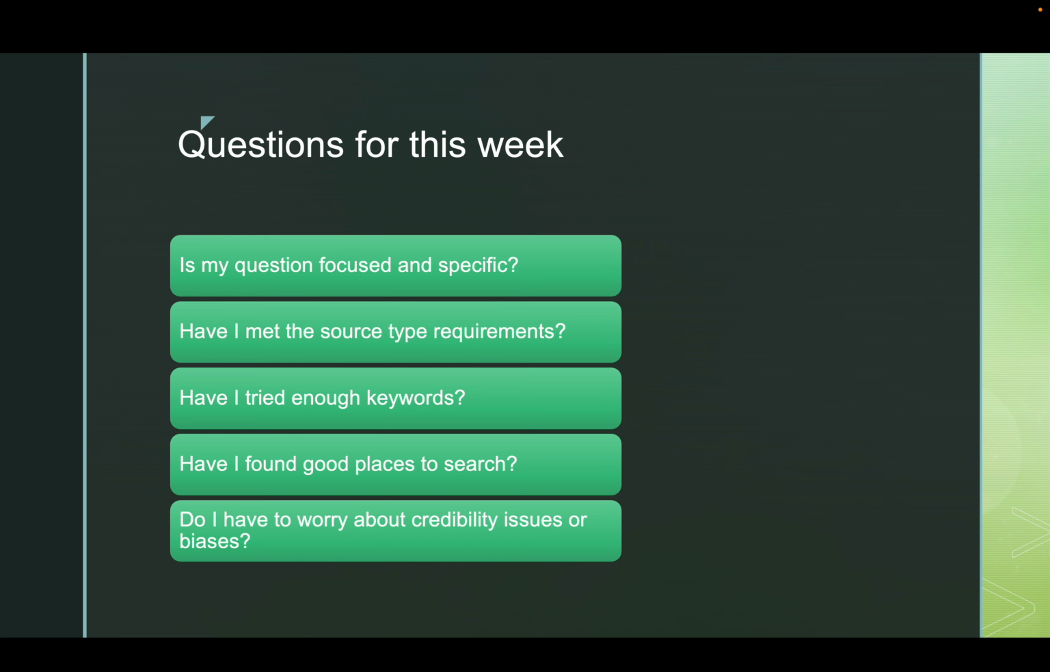Well, here's the thing. You've got to ask if your question's specific. You've got to check to see if you're meeting the source type requirements for the assignment. Check to see if you've been using enough keywords. Sometimes you need to actually change things up a little bit just to see if there are any extra sources standing out there. Have you been searching good places? I hope you have. Do I have to worry about credibility issues or biases? Have you seen a conflict of interest in any of these? These are all important questions that you're going to have to figure out.